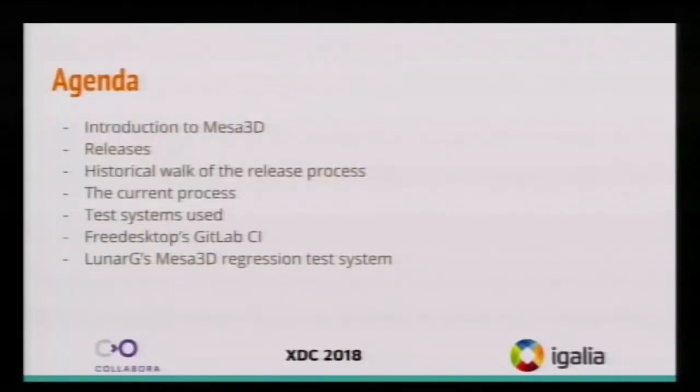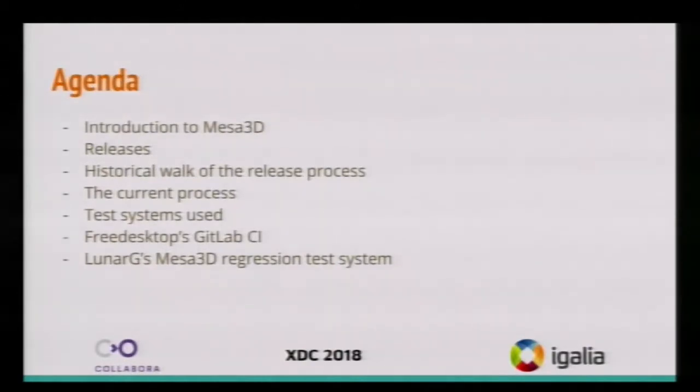Here is our agenda. We're going to give you a bit of information about Mesa, sort of what's in it, the actual releases we have, how we present them at the moment. We're going to give you some historical talk and how things have evolved in terms of releasing, documentation, and so on. Additionally, we're going to cover the current process. I believe around that stage, Juan is going to join me. He's going to talk about what he's doing at the moment, the test systems we use, some of the stuff they've been doing in the GitLab CI. And at the very end, Pierre-Loup is going to mention the work they've been doing with LunarG.